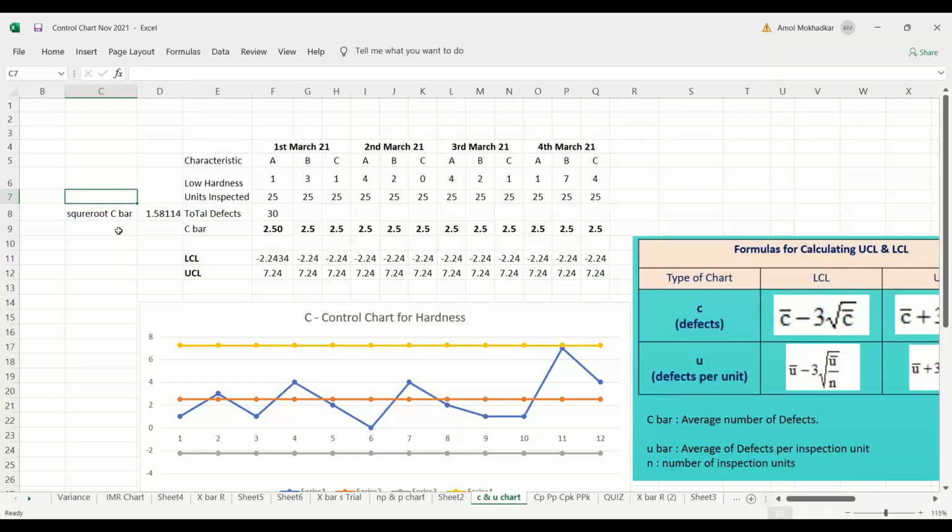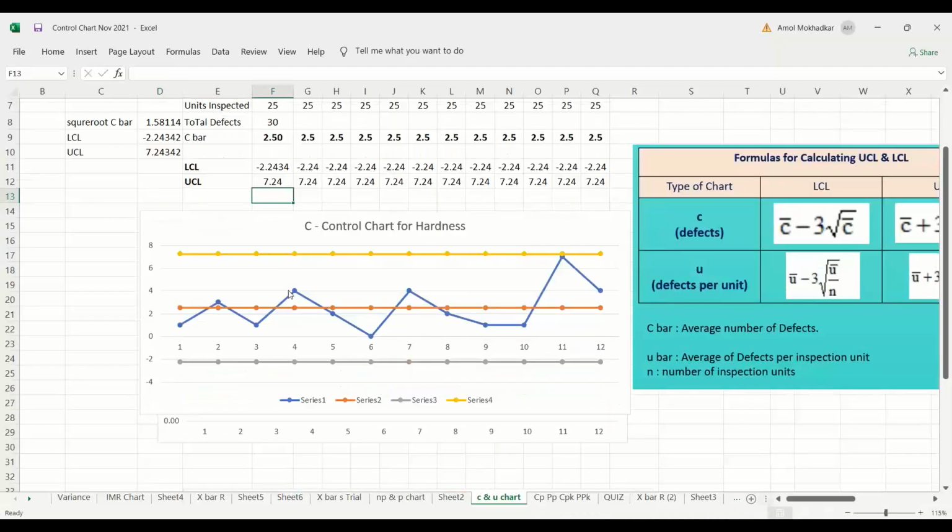So this is the under root of C bar. So the LCL will be C bar minus 3 into under root of C bar. So this is minus 2.24, and for UCL it will be C bar plus 3 into this one. So it is 7.24. So your control limits are there. Now you got the control limits, LCL minus 2.24 and UCL 7.24.